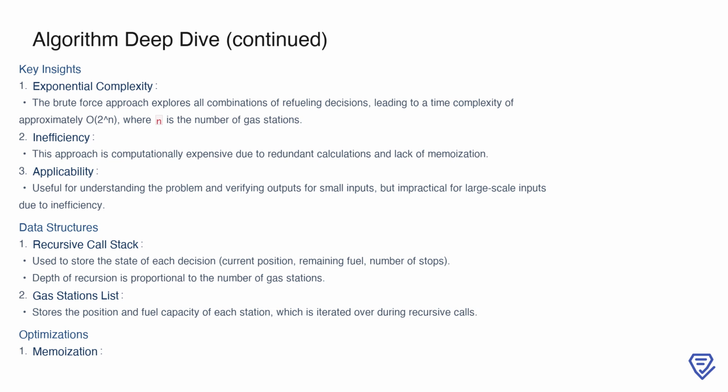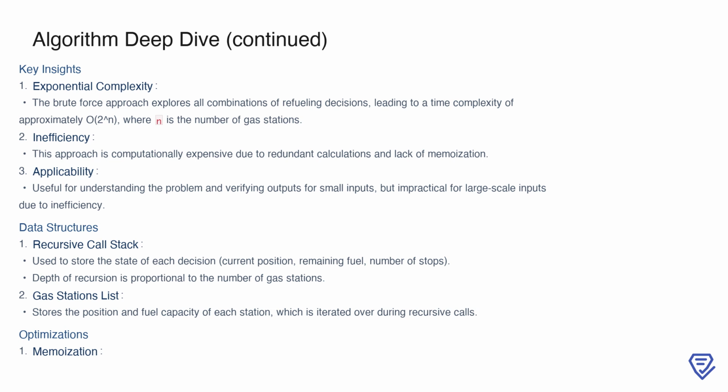In terms of data structures, the recursive call stack plays a critical role, as it stores the state of each decision during the exploration process. The depth of recursion corresponds to the number of gas stations. Additionally, the list of gas stations, which includes their positions and fuel amounts, is repeatedly iterated over during the recursive calls. To address the inefficiency, we can introduce optimizations such as memoization.